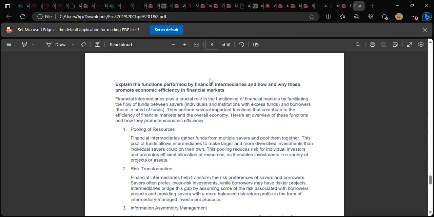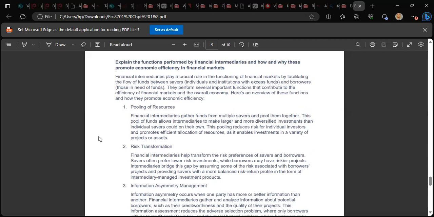Explain the functions performed by the financial intermediaries and how and why these promote economic efficiency. So financial intermediaries play a crucial role in the functioning of financial markets by facilitating the flow of funds between savers and borrowers. So they perform several important functions that contribute to the efficiency of financial markets and the overall economy. So what are those?